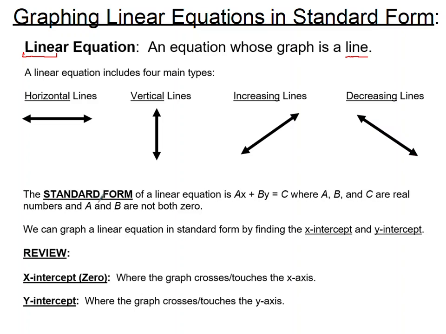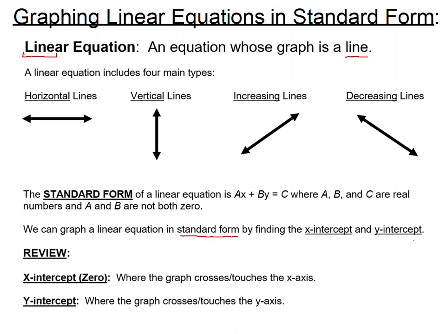The standard form for a linear equation is ax plus by equals c, where a, b, and c will be real numbers, and a and b will not both be 0. So we have our x term and our y term on the same side of the equation, and then a number or a constant on the other side of the equal sign. We can graph our linear equations in standard form by finding the x-intercepts and y-intercepts.